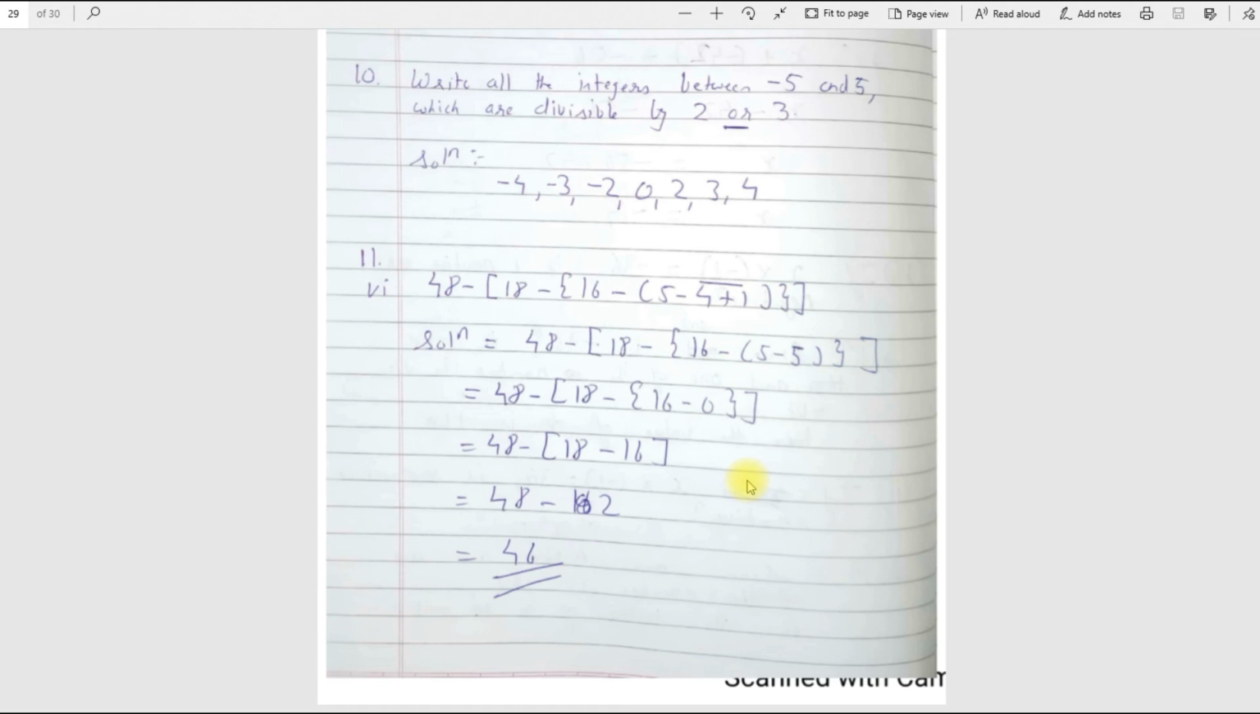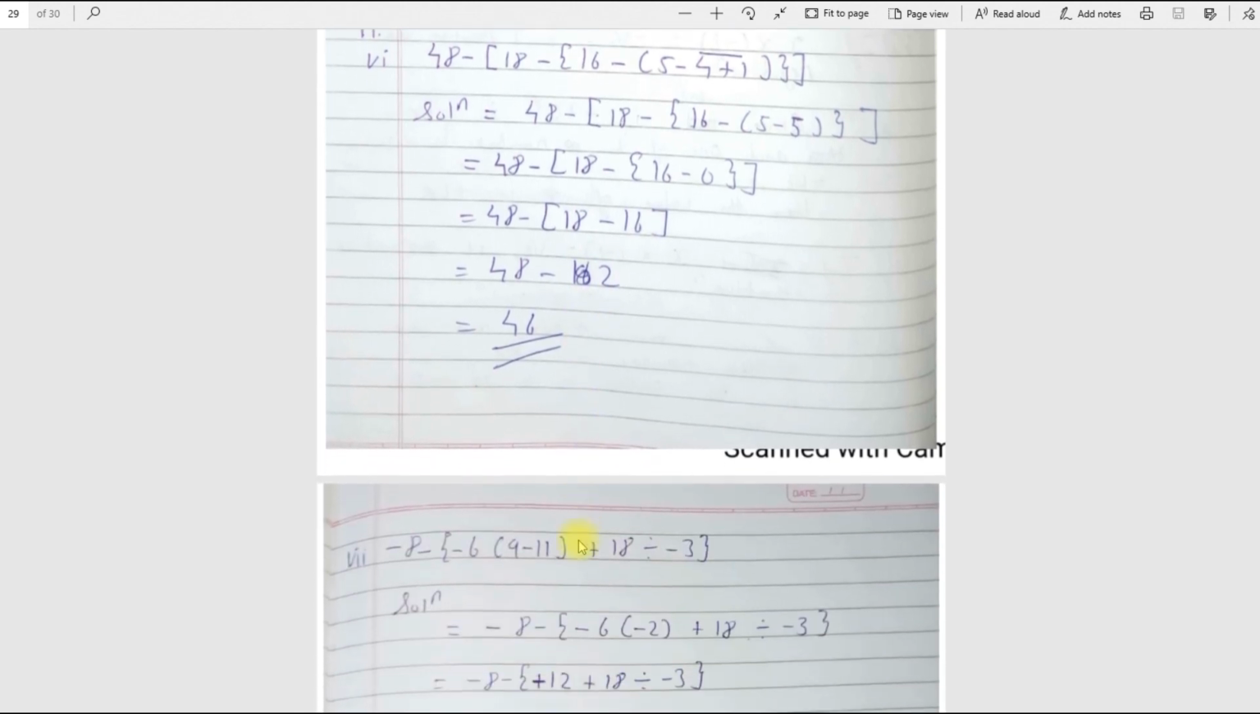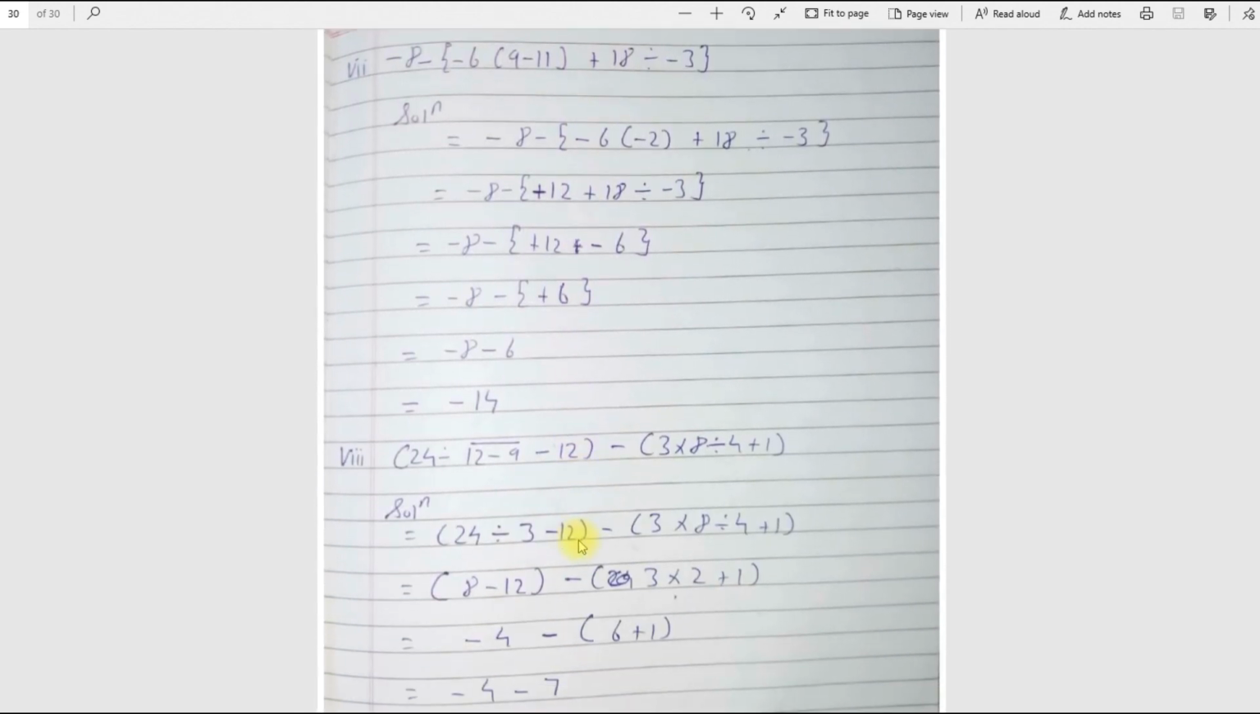48 minus, you can just read the question. Here 4 plus 1 is 5, therefore 5. 5 minus 5 is 0, 16 minus 0 is 16, 18 minus 16 is 2, and 48 minus 2 is 46. Next, the final last two sums.